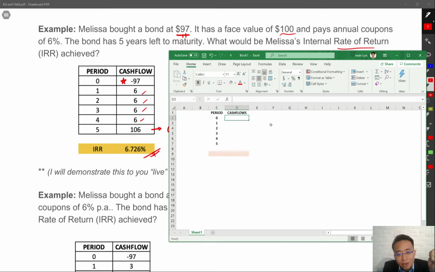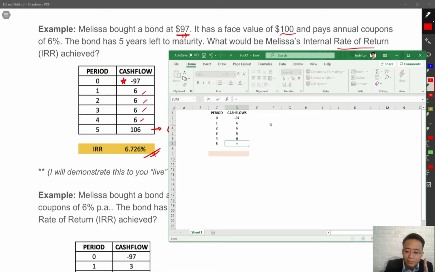Now, why must I start with year 0? Why must I start with now? In order to find your rate of return, you have to explain to Excel what investment you made. If you did not invest anything, then what rate of return? What return are we talking about? There's no return to speak of. So, what was the investment? In our question, $97. I had to buy the bond for $97. After that, I will get $6, $6, $6, $6 coupon.